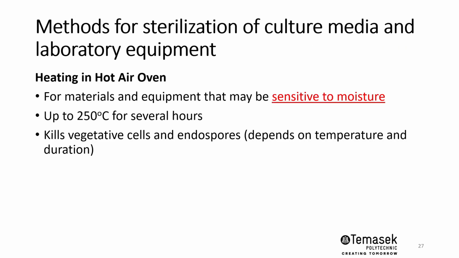Okay, apart from autoclave, we also can perform heating in a hot air oven. So here, materials and equipment that may be sensitive to moisture, and you cannot use it for autoclaving, yes, you can heat it in the hot air oven. So this will be carried out up to 250 degrees Celsius for several hours, and aims to kill the vegetative cells and the endospores, depending on the temperature and the duration that you have set in the program. So once again, these are suitable for materials and equipment that may be sensitive to moisture, right? Because here we're not dealing with steam, here is only hot air heating.